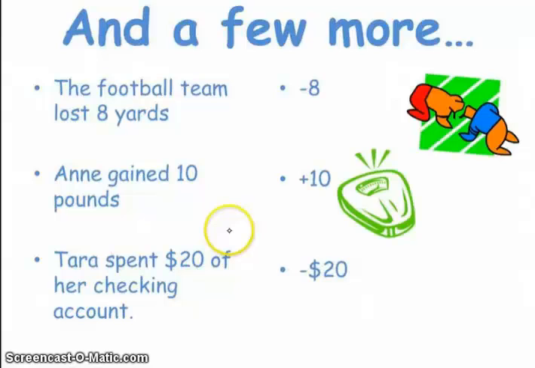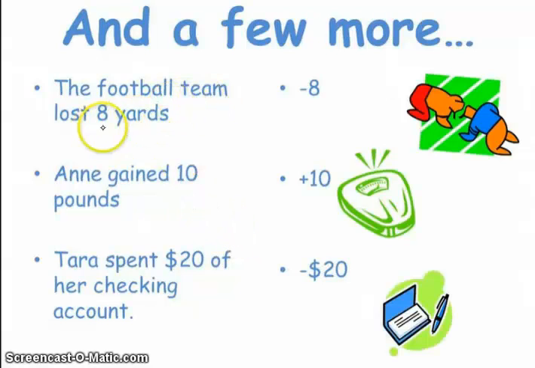So and then here's a few more examples. I know you boys love sports. The football team lost 8 yards. That means they will be at -8. Okay. And gained 10 pounds. So since she gained 10 pounds, she's adding more pounds. So that will be a positive integer, positive 10.